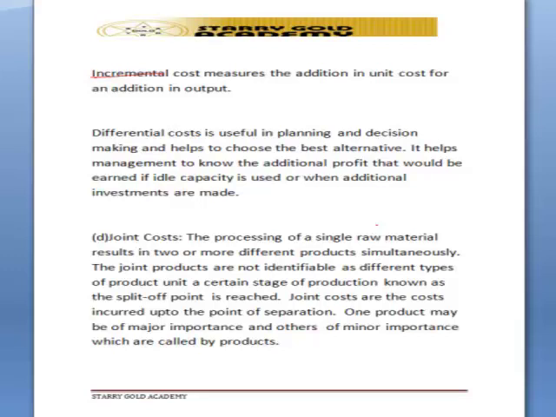So this cost need not be the same at all levels of production. It is usually expressed as a cost per unit, whereas the differential cost is measured in total. So this incremental cost is cost per unit, but differential cost is measured in total. That is the little line of difference between incremental and differential cost. Differential cost is measured as the difference in total, but when we are using incremental cost, we are looking at the difference in units in an additional output.